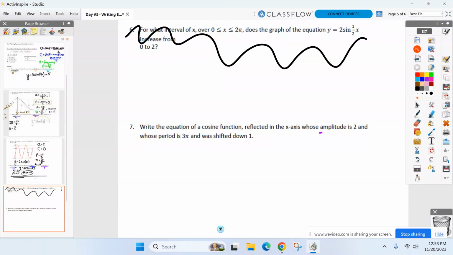All right, so I gave you an A. I did not give you B. And I gave you C. So let's focus on B first. Find the B value, because you can't use 3 pi. You can plug it in, though, and solve for it.